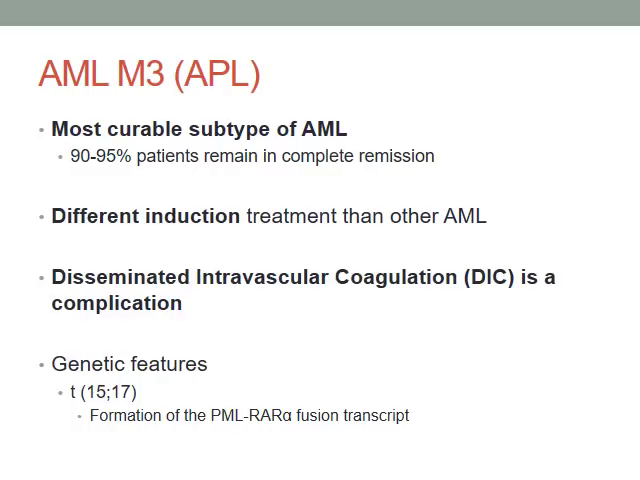This is the most curable type of AML. We see up to 95% of patients reach complete remission with appropriate treatment. Some of the important distinguishing factors for acute promyelocytic leukemia is that it has a different induction treatment, which we'll be talking about in a little bit. These patients are at a higher risk of DIC, or disseminated intravascular coagulation, so that is a very important complication to be aware of. And the big distinguishing factor for this type of AML is that it involves the translocation of chromosomes 15 and 17, which confers that favorable prognosis.